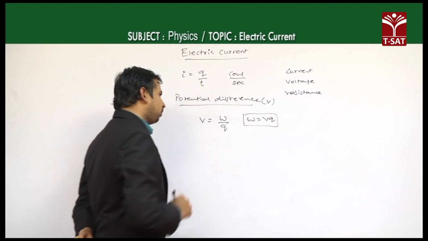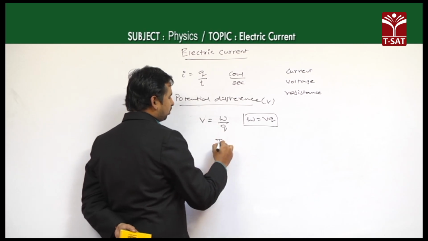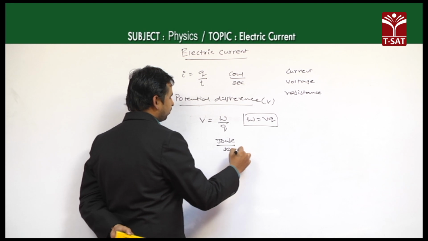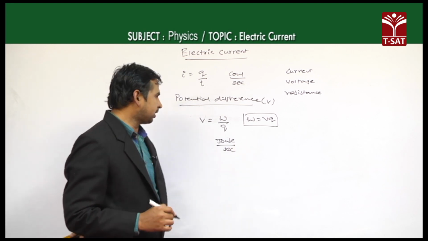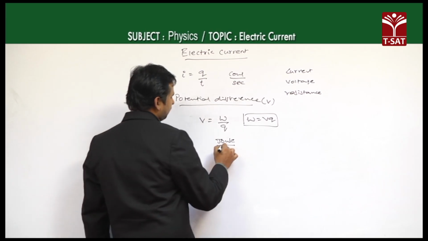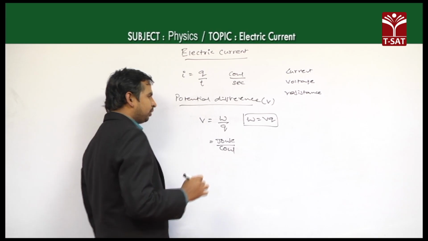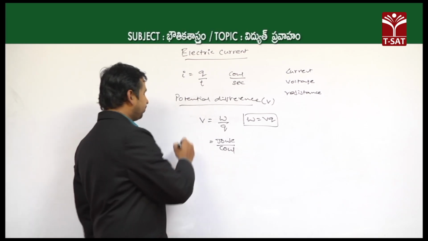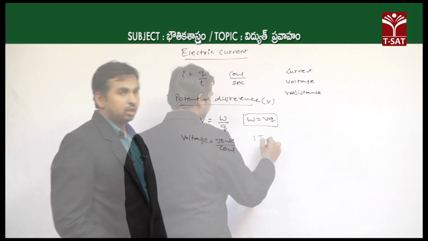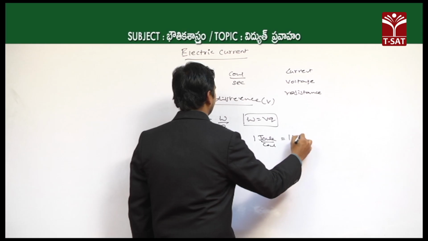If you are taking the units of voltage, the work done is in joules and Q, the charge, is in coulombs. So joule per coulomb is the unit of voltage here. Its units are joule per coulomb. 1 joule per coulomb we call as 1 volt.